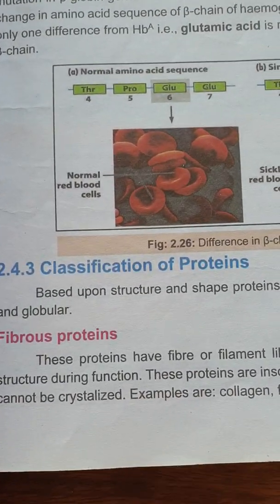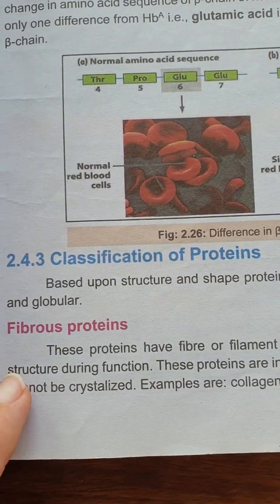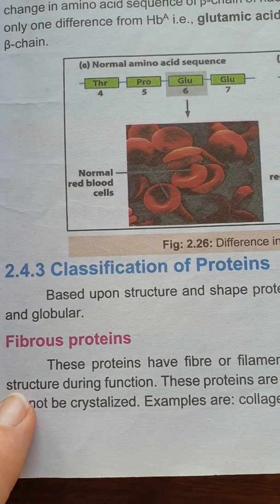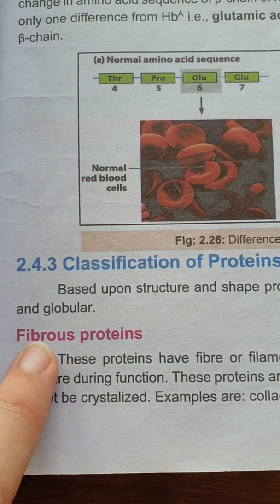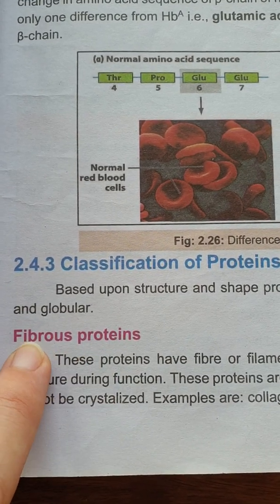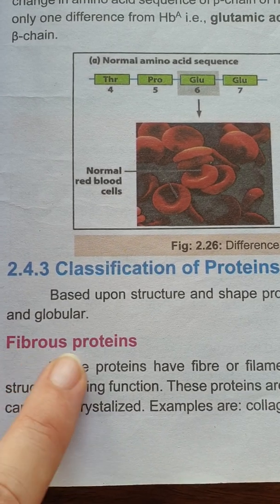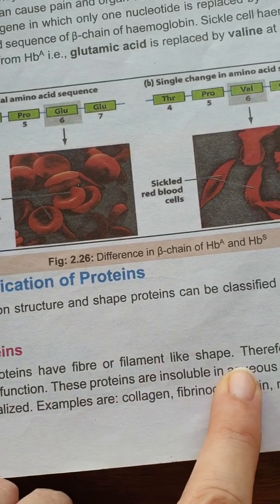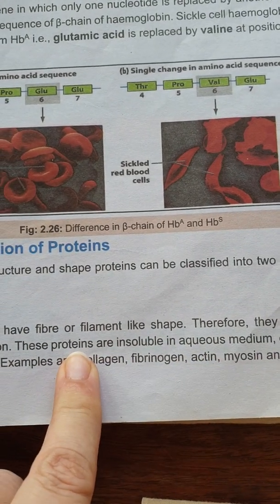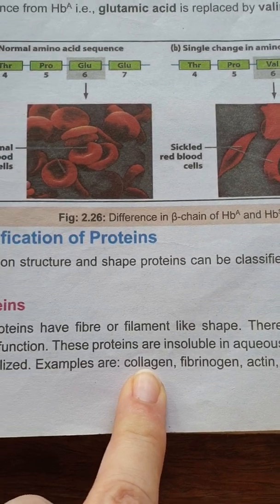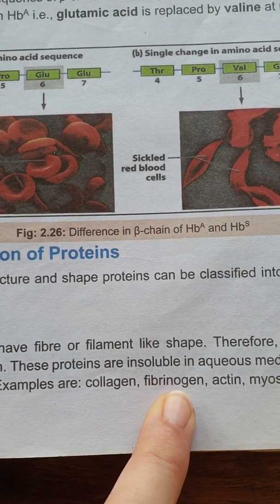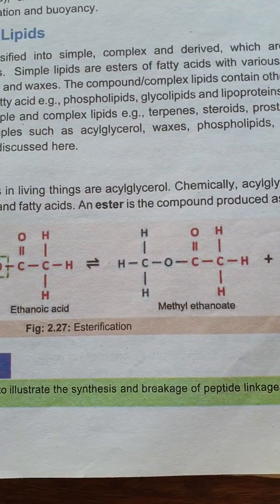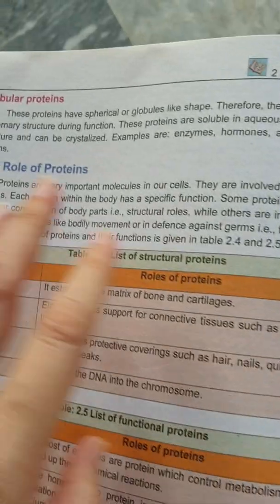Now the next topic is the classification of proteins. This is done on the basis of their structure as well as their function. Sometimes proteins are classified on the basis of their structure, like fibrous proteins, whose structure is linear, like a filament, like a fiber. Examples are collagen, fibrinogen, actin, myosin, and keratin. These are fiber-like, so they are known as fibrous proteins.